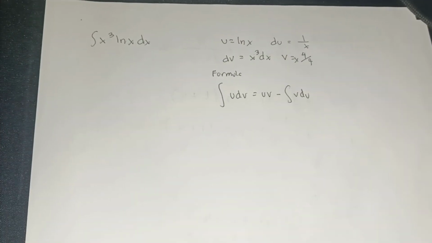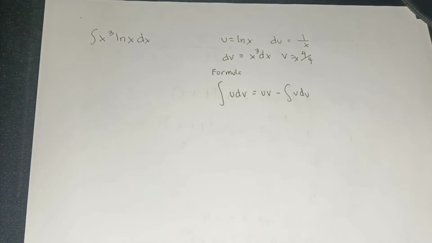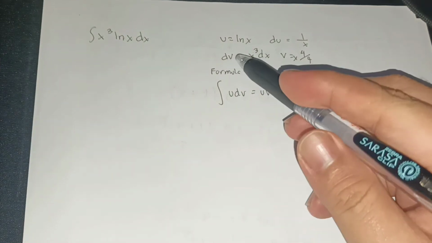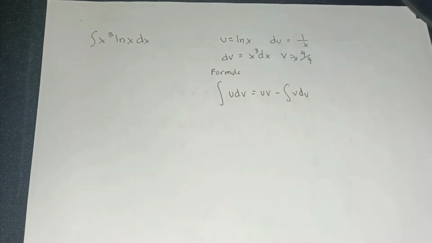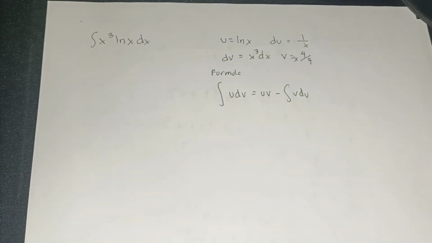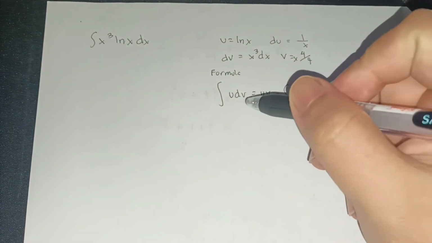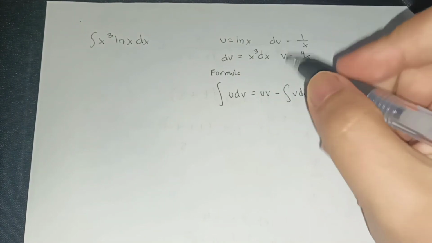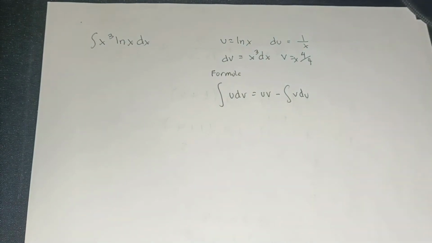Hello everyone, so now I'm going to present to you the second example of integration by parts. The problem is the integral of x cubed ln of x dx. We try to categorize them and place them in their respective parts so that we can place them later in our formula, which is the integral of u dv equals uv minus the integral of v du.